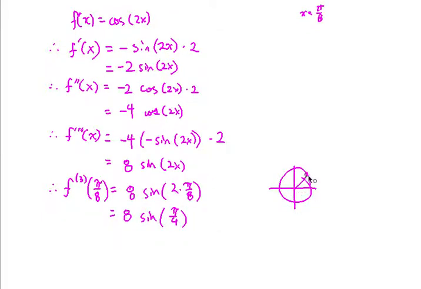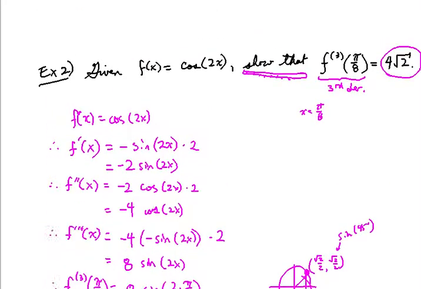Pi over 4 is over here. That looks like it's going to be 45 degrees. So, and it's positive. So we have root 2 over 2, root 2 over 2. And that's my sine value, sine of 45. Okay, so this becomes 8 times root 2 over 2.